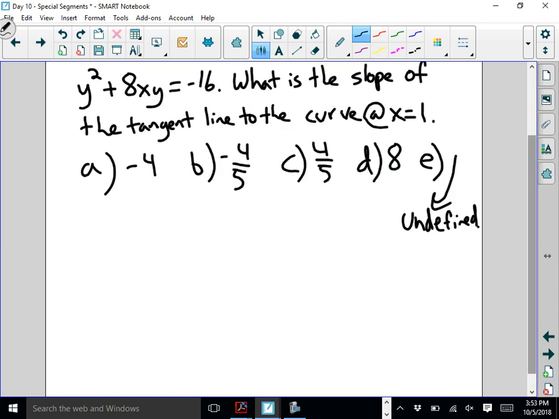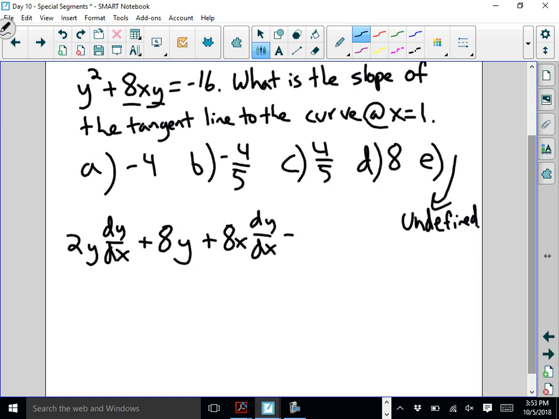So going through here, I'm going to start with the derivative of y squared, which would be 2y dy/dx. Remember, every time we do derivative of y, we multiply dy/dx in there. I'm going to need a product rule for this. So I'm going to do the derivative of the first times the second, plus the first times the derivative of the second. And that is going to equal the derivative of negative 16, which is 0.